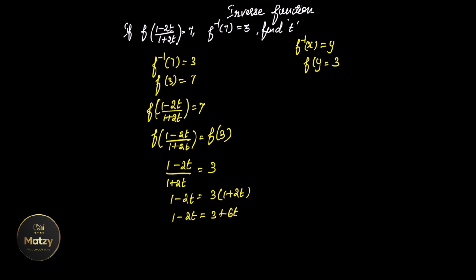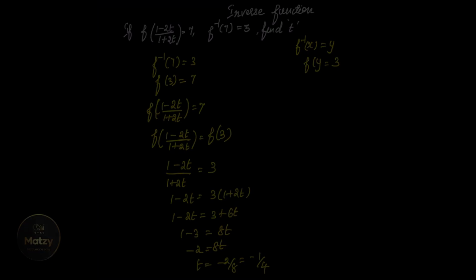So, 1 minus 2t equals, I am doing cross multiplication, 3 into (1 plus 2t). So, 1 minus 2t equals 3 plus 6t. So, 1 minus 3 equals 6t plus 2t, which will become 8t. So, minus 2 equals 8t. What is the t value?